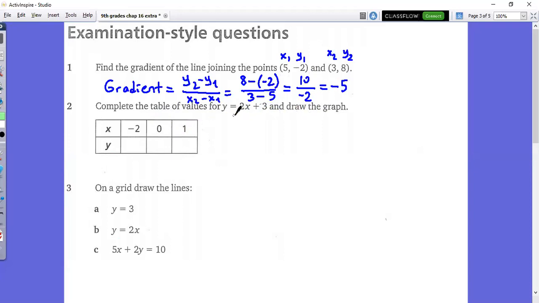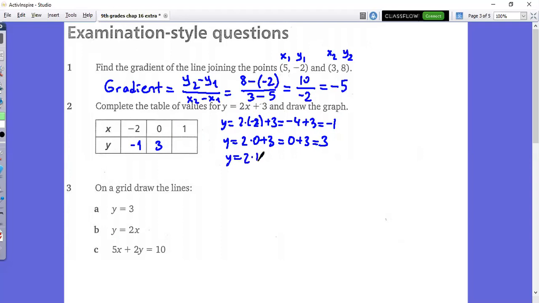Complete the table of values for y equals 2x plus 3 and draw the graphs. If we substitute -2 for x, 2 times -2 plus 3. Oh, sorry, 2 times -2 is -4. Plus 3 is -1. So that's the y coordinate. For x equals 0, y equals 2 times 0 plus 3. 2 times 0 is 0, plus 3 is 3. For x equals 1, y equals 2 times 1 plus 3. That's 2 plus 3, 5.